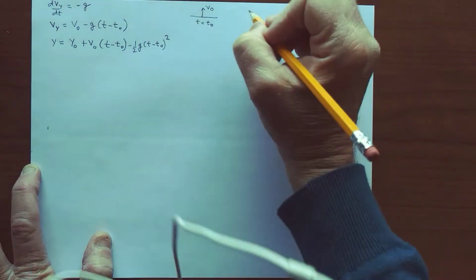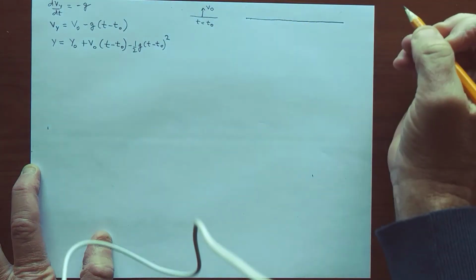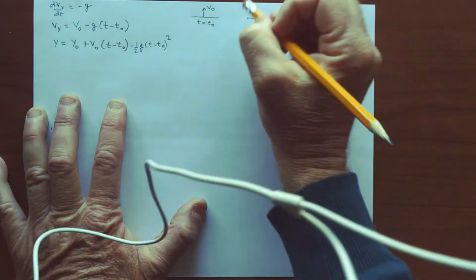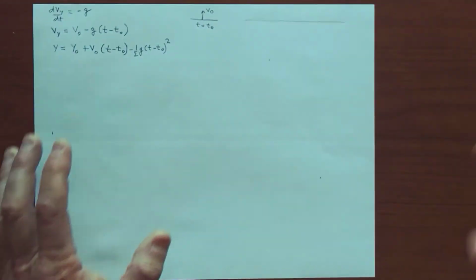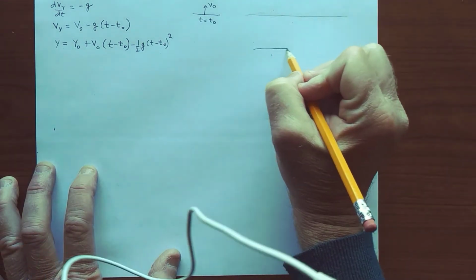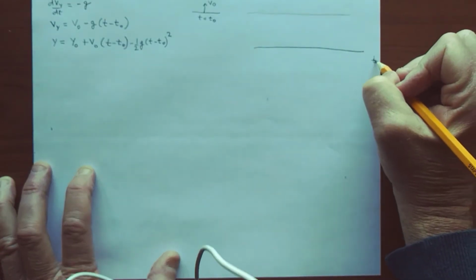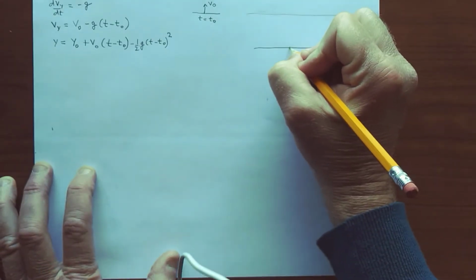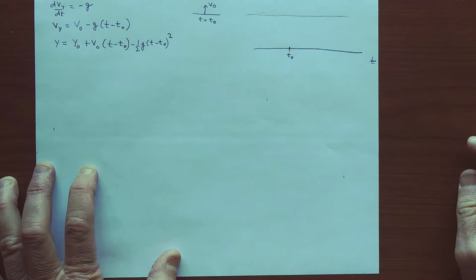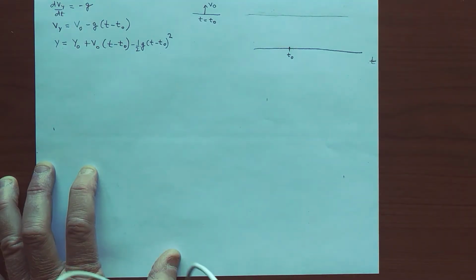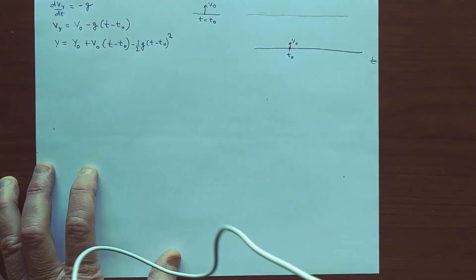And let's make a plot of this. Well, for some reason that's a little too high. Let's push this down a little bit and plot it down here. So this is time, and at t equals t naught, we're launching the object up at speed v naught. So we have a speed v naught upwards.